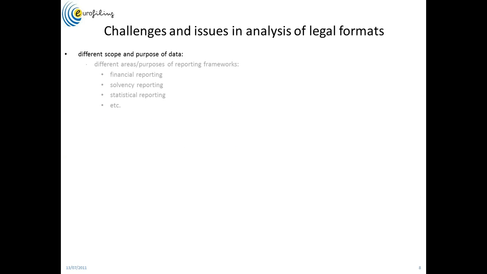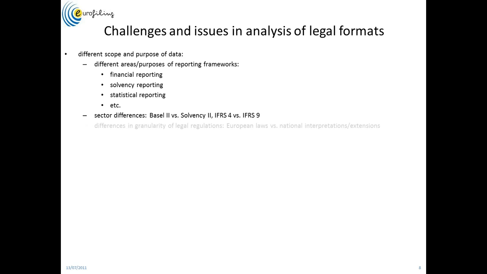So the challenges are, first, we have different scope of data depending on different purposes of the data. We have financial reporting for the IFRS and FINREP, solvency reporting for the Basel II, statistical reporting for balance sheet information and interest rates, and so on. We also have different sectors, in fact, because we have Basel II versus Solvency II, so credit institutions and, in particular, insurance. The same with IFRS. IFRS 9 applicable to credit institutions and IFRS 4 applicable for insurance.